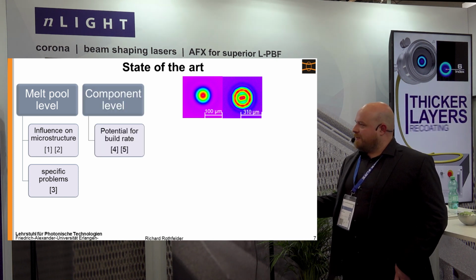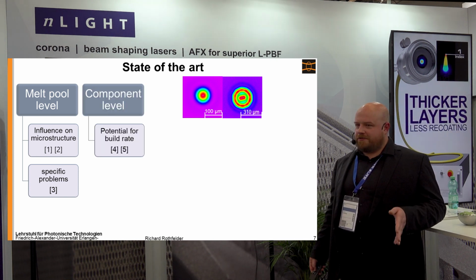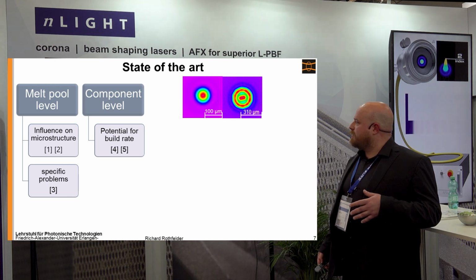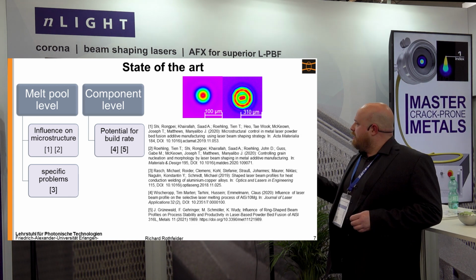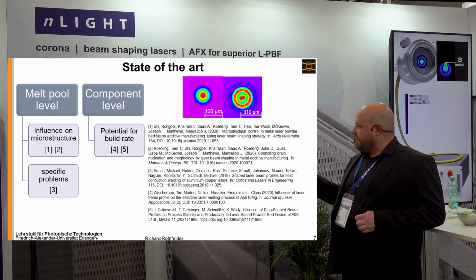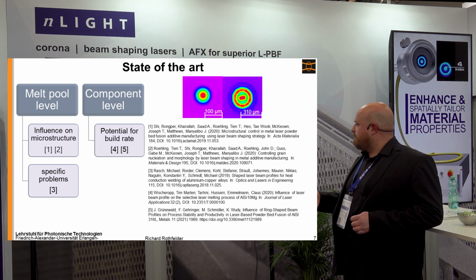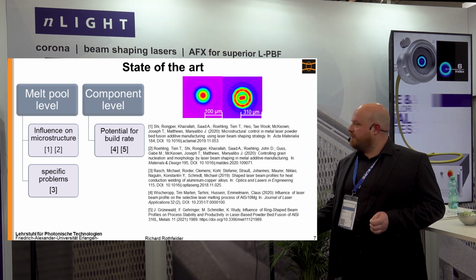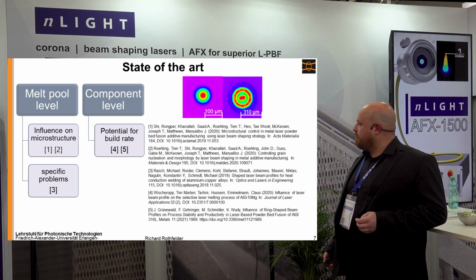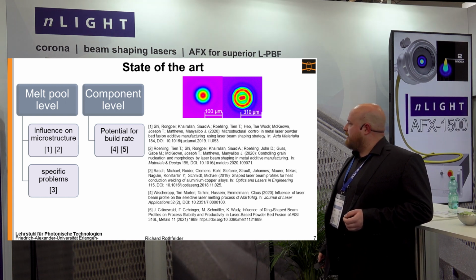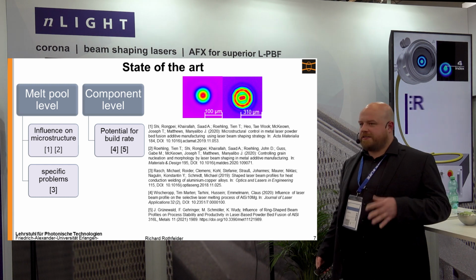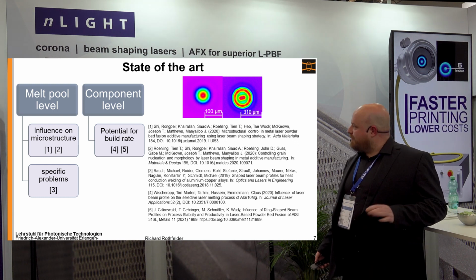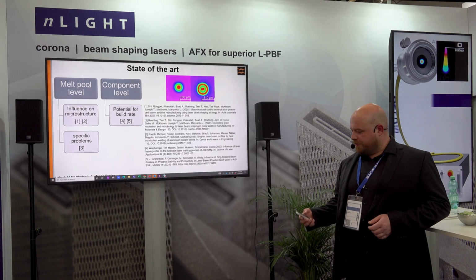Then on the component level, which is, I think, for the application the most interesting part, is where we talk about the potential for build rate. Shi and Röhling, for example, work on the influence on the microstructure. My former colleague, Michael Rasch, worked on the hot cracking risk, and especially Wirschop and Grünewald have a very interesting publication on the potential for build rate, but they also disagree on some points, so there's still work to do.